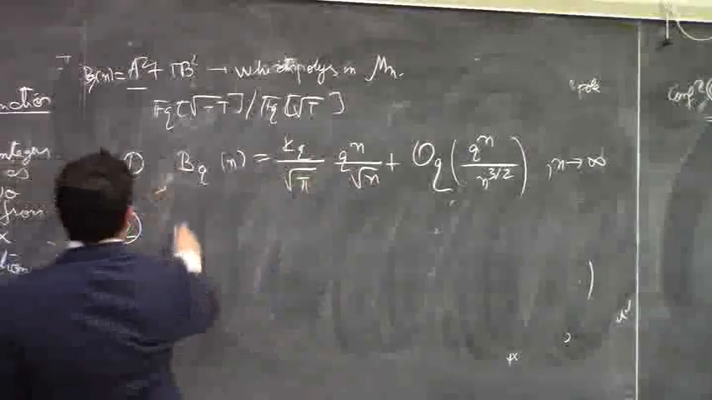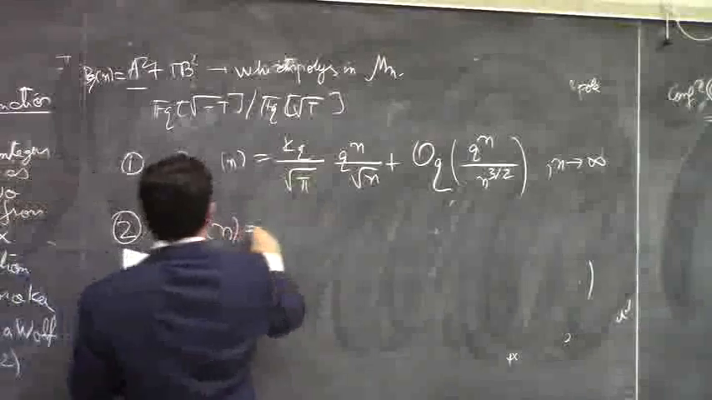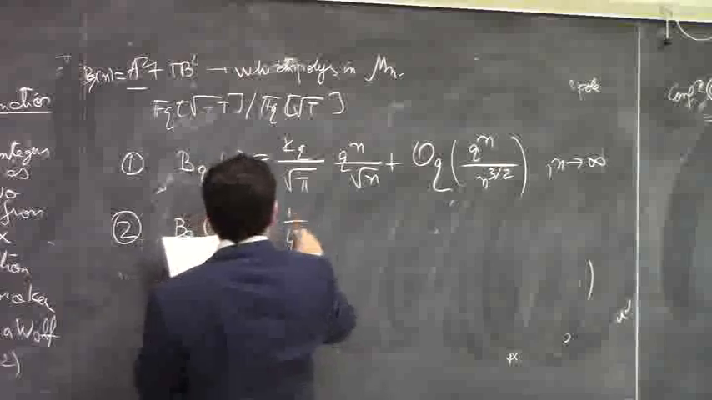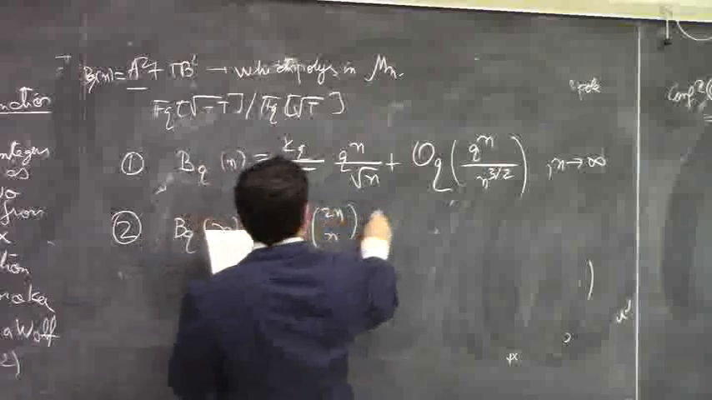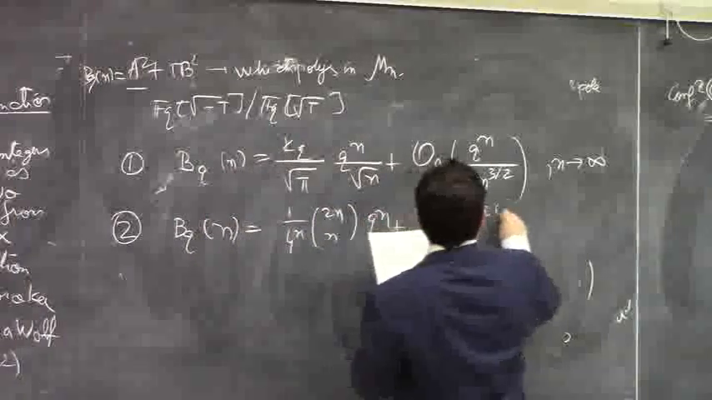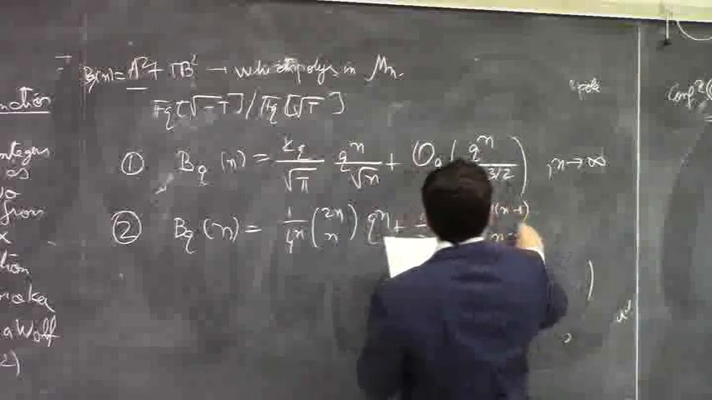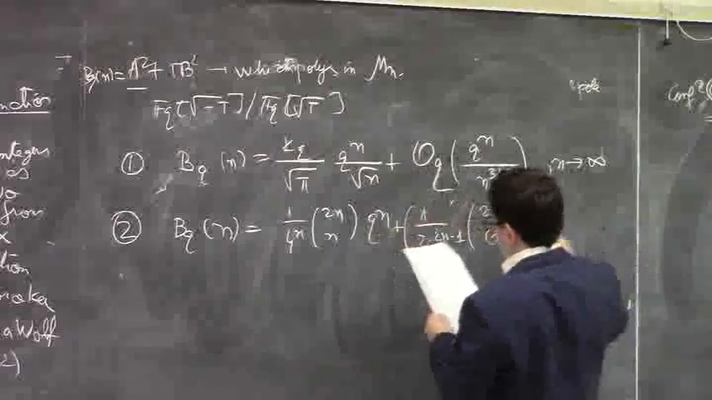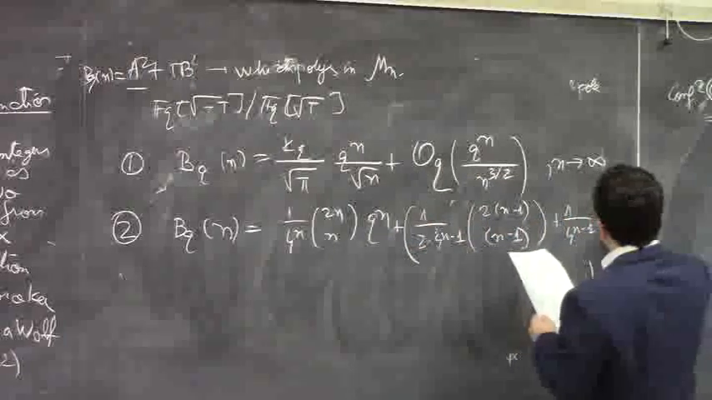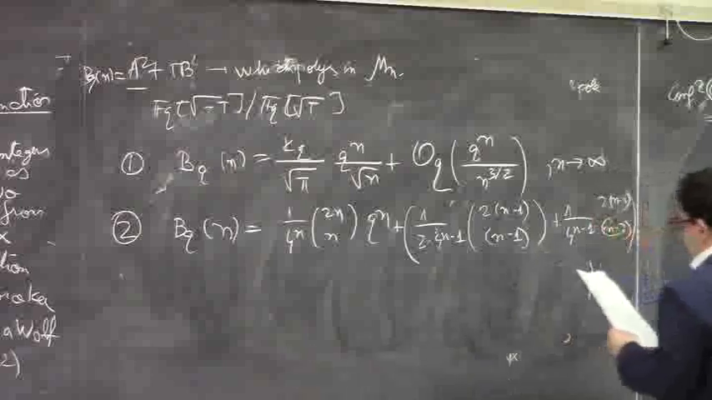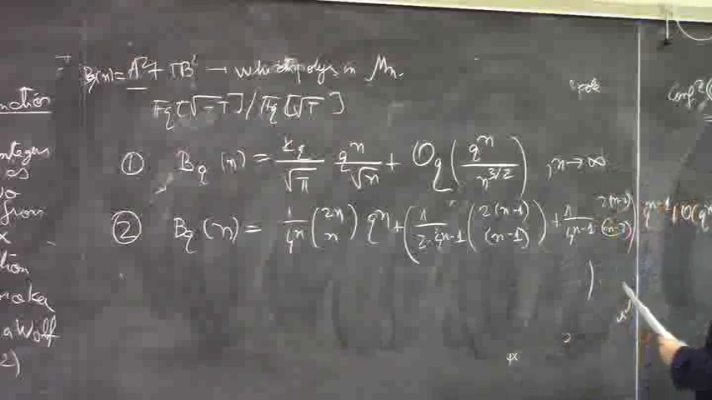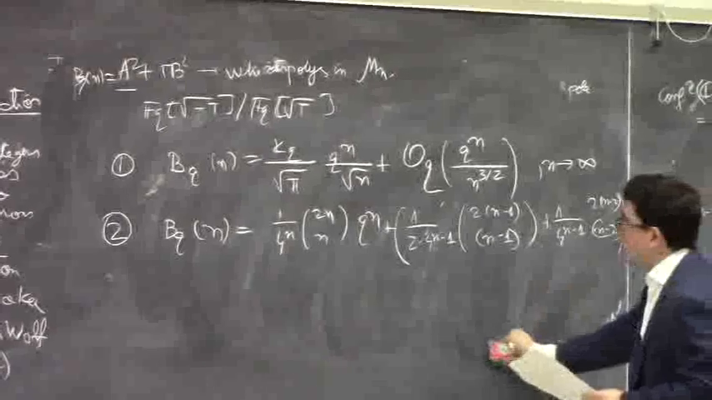Okay, and the second theorem that they had is B_q(n) equals 1 over 4^n, (qn choose n) q^n plus 1 over 4^n minus 1, (qn minus 1 choose n minus 1), plus 1 over 4^{n-1}, (2n minus 2 choose n minus q), q^{n-1}, plus O(q^{n-2}). Okay, so let me make a bit of a comment.